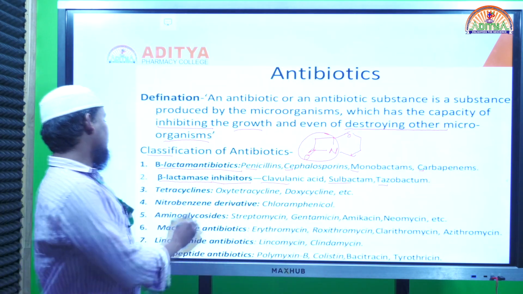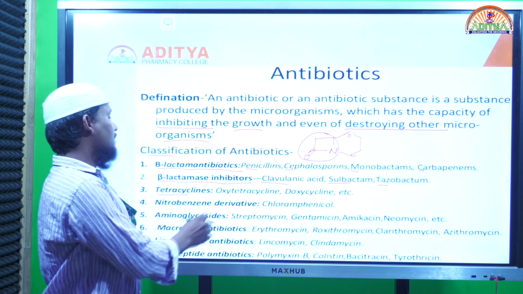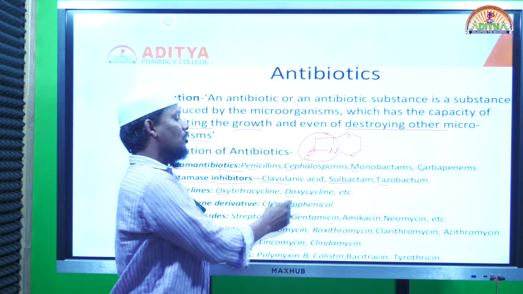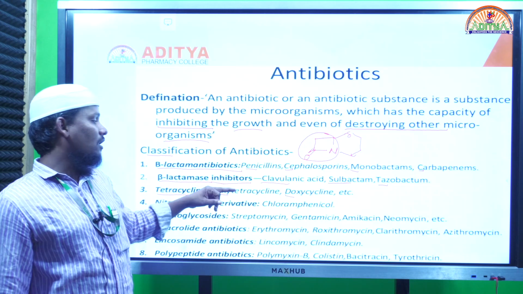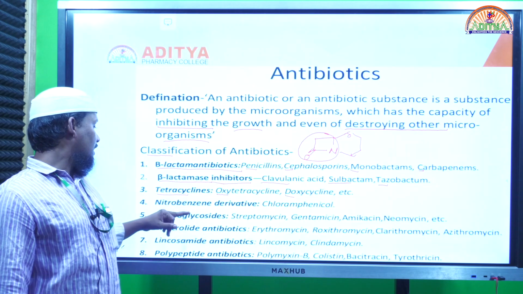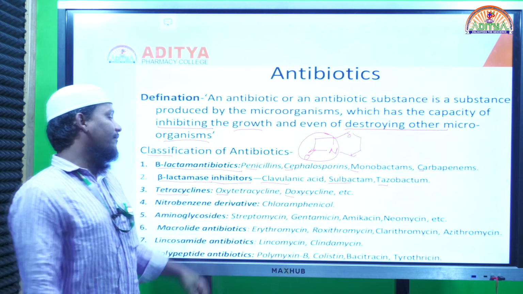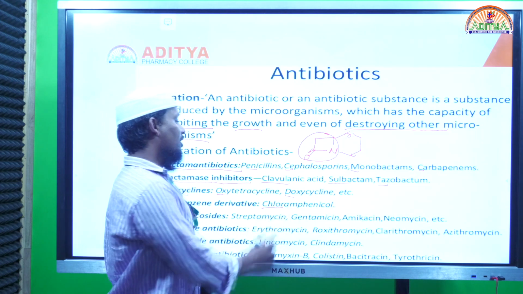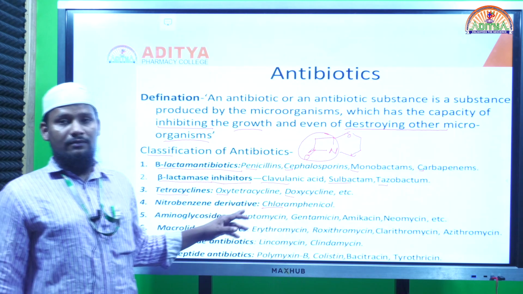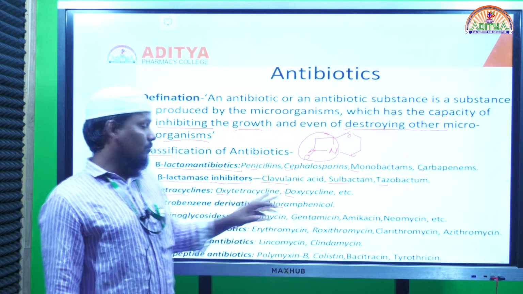The next one is the tetracyclines. Examples: oxytetracycline, doxycycline, etc. Tetracyclines are one class of antibiotics. The next one is nitrobenzene derivatives like chloramphenicol. These are synthetic, laboratory-synthesized molecules.